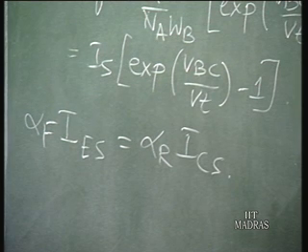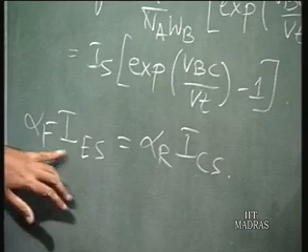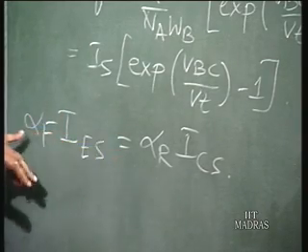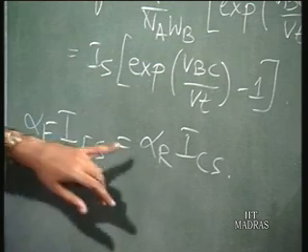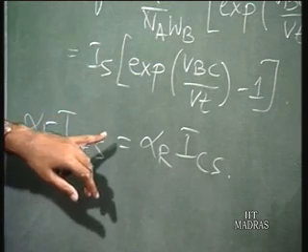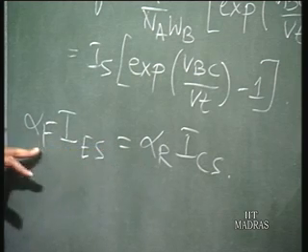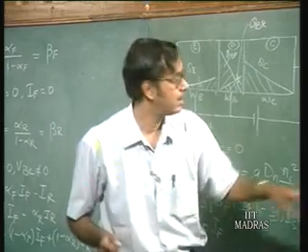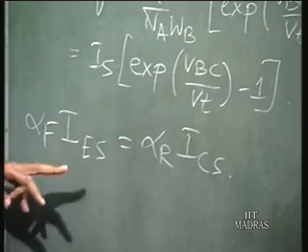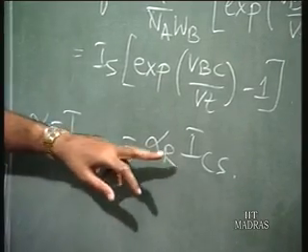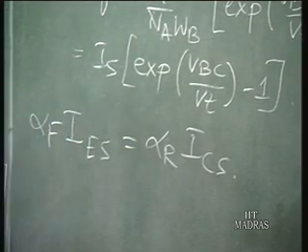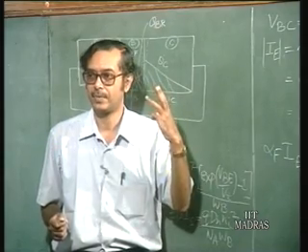So, basically what you have done is, there is a relation between alpha r, IES and ICS through alpha r and alpha f. So, basically what it means is that you can eliminate one of these 4 parameters, because you can write one of these parameters in terms of the other 3 and that can be eliminated. So, basically you require 3 parameters.